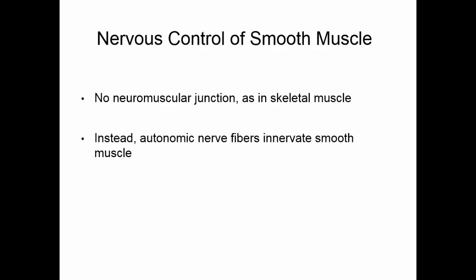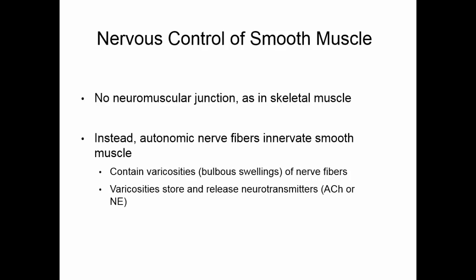When we look at the nervous control of smooth muscle, we don't have neuromuscular junctions as we saw in skeletal muscle. Instead, these muscles are served by autonomic nerve fibers. These nerve fibers contain varicosities, little swellings all along the nerve, and the varicosities are what stores and releases the neurotransmitter. In the autonomic nervous system, we have both acetylcholine and norepinephrine as neurotransmitters.